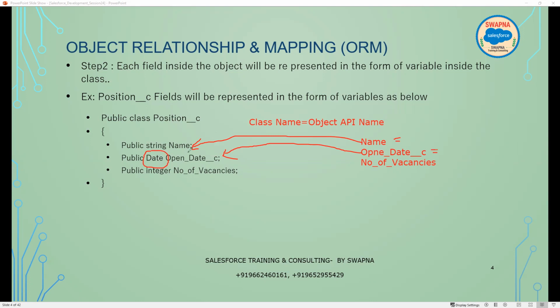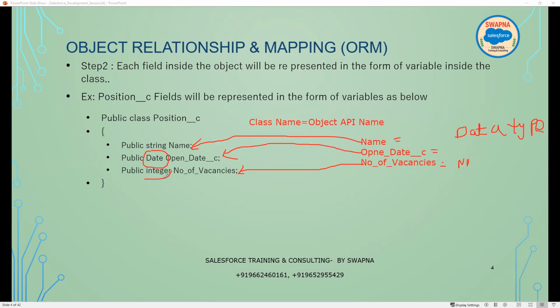Salesforce is deciding it, based on which data type you select while creating the field. Based on that, Salesforce automatically captures this data type, and at the backend, in the ORM class, it will create a variable where the data type is date. Similarly, number of vacancies will have the integer. Here number of vacancies is a number data type, and a number data type will be automatically converted into the integer data type.